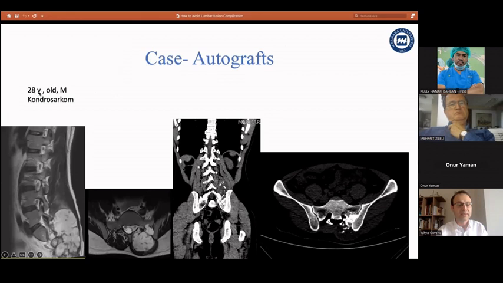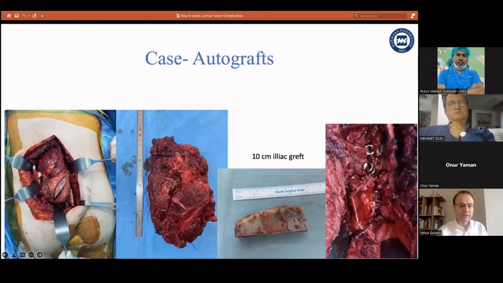He is 20 years old and he has a chondrosarcoma here in the sacrum. This chondrosarcoma starts from here and goes to the lateral side of the sacrum and invades C1, C2, and we operated on it together with orthopedic surgeons. We removed a single part. This is C1, this is C2. We removed half of the sacrum, but we need strong fusion.